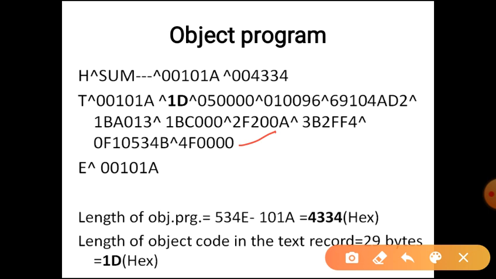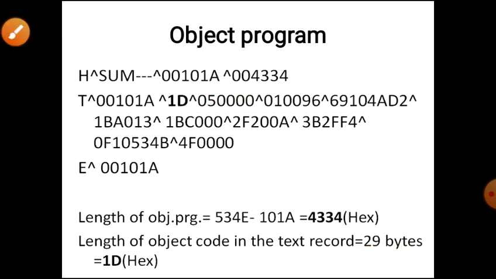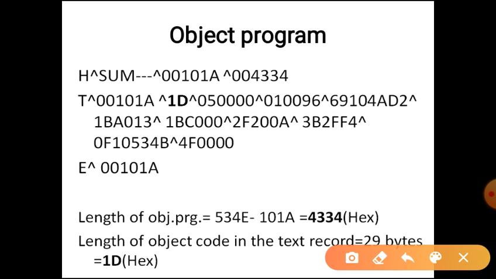Once you are done, you fill the 8th and 9th columns. How to fill? As I told, this will indicate the length of the object code in this text record. How to compute? Here I have written the length of the object code is 29 bytes. How did we get this 29 bytes? You group 2 digits. As I told, all these are in hexadecimal.